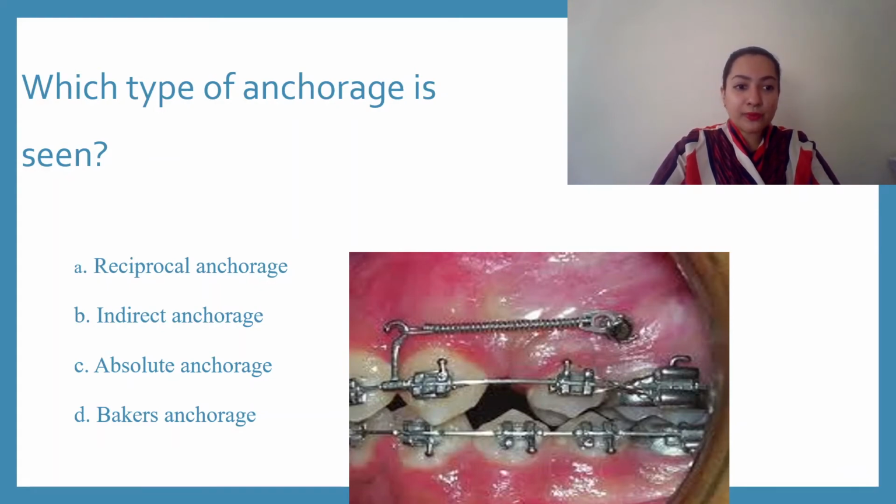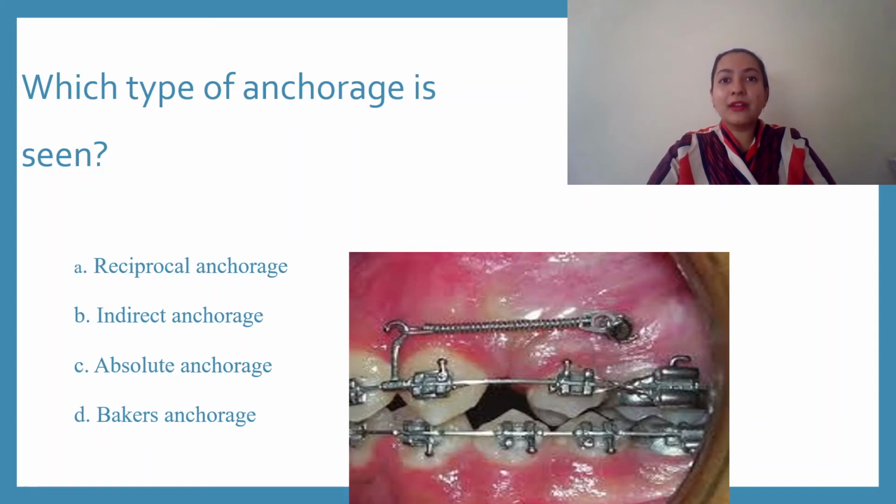Okay, next option, absolute anchorage. Yes, this is an example of absolute anchorage. So how do you remember it? All my mini screws, all my mini plates, all the temporary anchorage devices which are placed or inserted during the orthodontic treatment, they provide absolute anchorage. They are a source of absolute anchorage. So this figure shown over here is absolute anchorage. Baker's anchorage, we all know, is intermaxillary elastics, right?